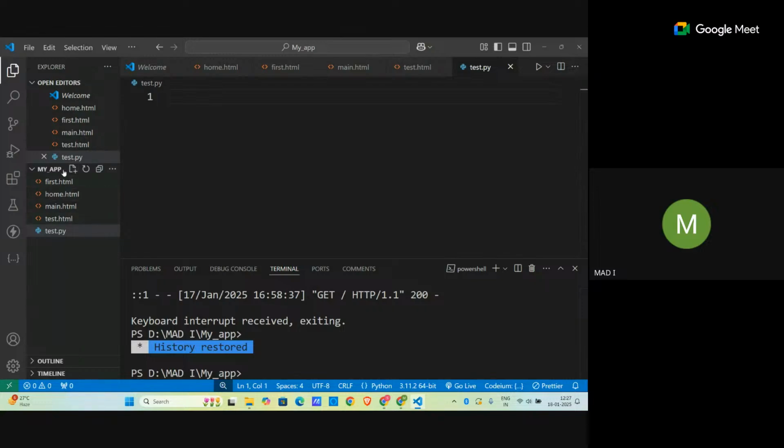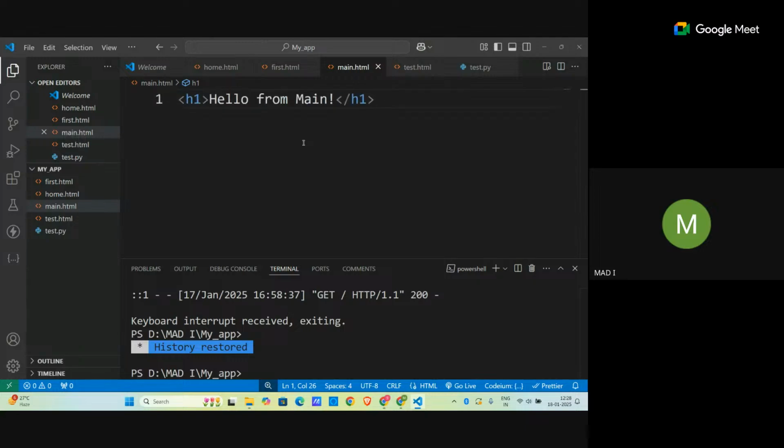We have this my app folder. Inside this my app directory, we have three files: first.html, home.html, main.html. The content for first.html is hello from first. For home.html, the content is hello from home. For main.html, the content is hello from main.